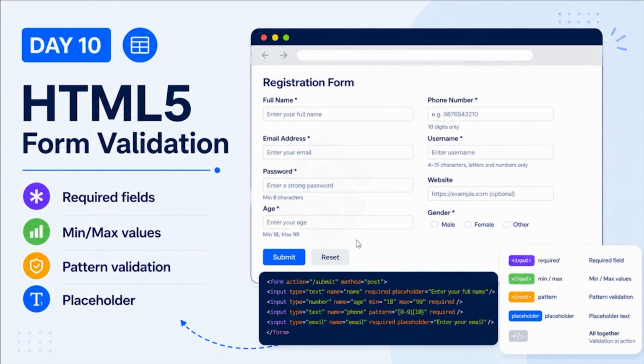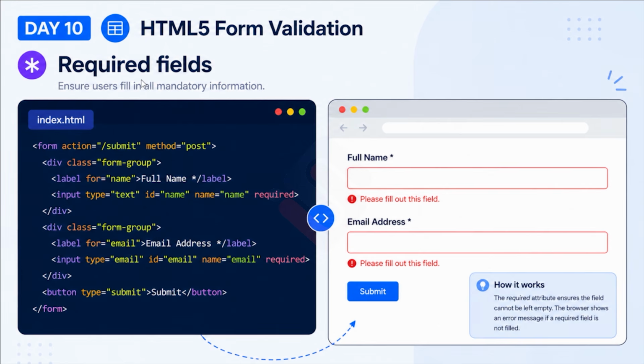So HTML5 provides built-in validation features that help us verify user input before the form is submitted. So today we will learn required field, minimum and maximum values, pattern validation and placeholders. Let's begin with the first topic, required field. The required attribute makes an input field mandatory. In simple words, users cannot submit the form until they enter a value in that field. So this helps ensure important information is never left empty.